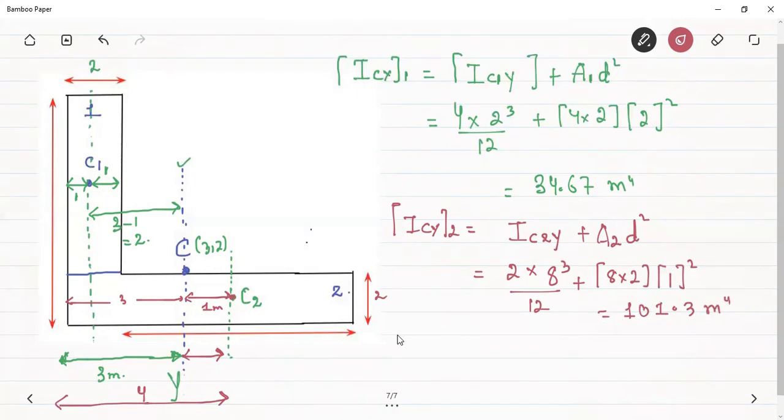So now for finding the total moment of inertia about the centroidal y-axis, we can make the summation of these two individual moments of inertia, that is 34.67 plus 101.3. So this should be near about 136. Okay, it will be near about 136 meter to the power 4.